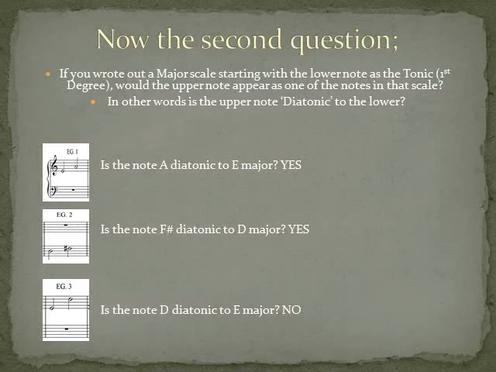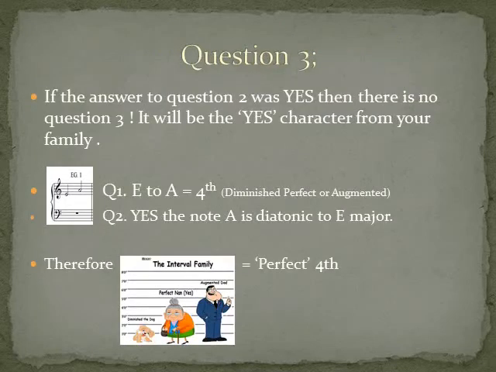Number 3. The upper note D natural. Is that diatonic to the scale of E major? Is it one of the notes? If you wrote out the scale of E major, would it appear as one of the notes? And the answer is no. It should have been D sharp. If the answer to question 2 was yes, then there is no question 3. It would simply be the yes character.